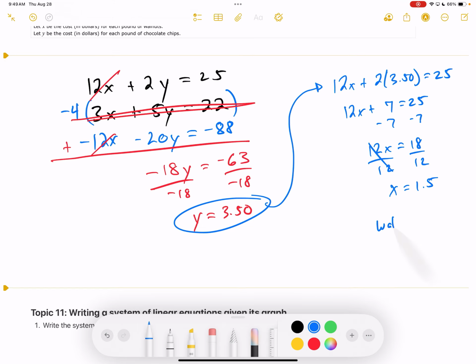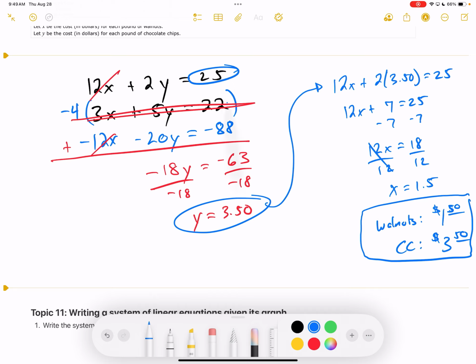So our walnuts are $1.50, and our chocolate chips are $3.50. And again, if you're on a test, I don't know if I've really said this yet, but you can always take these numbers and plug them back in. Like if you plug the $1.50 in for the x, plug the $3.50 in for y, it should equal 25 on this one, and then you do it on this one, it should equal 22, and then you know you got it right. So you can do that on a test to double check your answer.